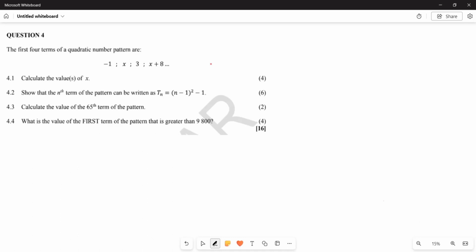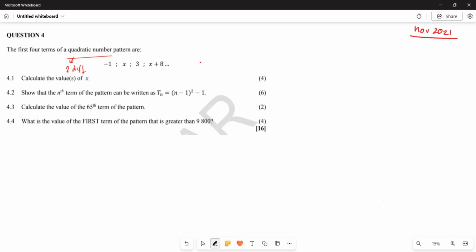What we are going to be looking at now is our November 2021 paper, and we are indeed still examining our number patterns. This one says the first four terms of a quadratic pattern are given by those. As soon as they say quadratic pattern, you definitely know that this is one equation that consists of two differences, the first difference and also the second difference.